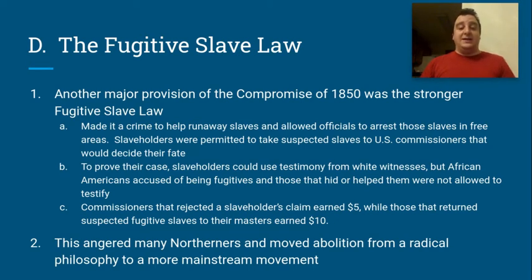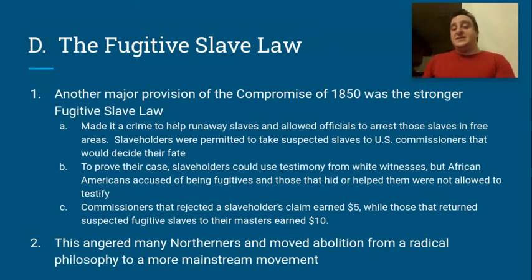And last but not least, something that kind of corrupted the system a little bit: commissioners, or those judges that heard the cases, were given $5 to reject a slaveholder's claim, and they were given $10 to return a fugitive slave to their master.